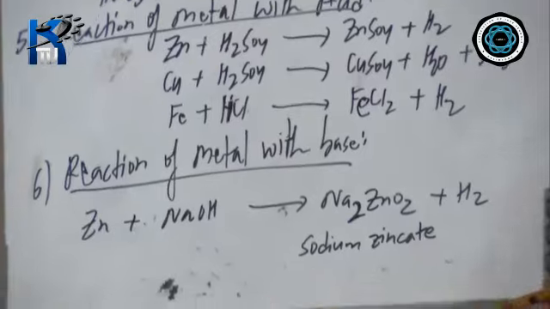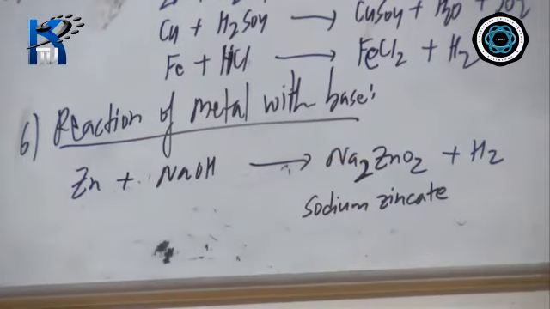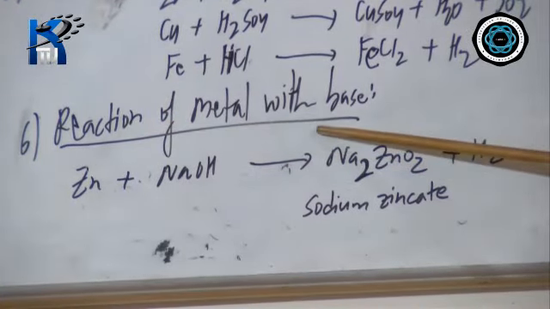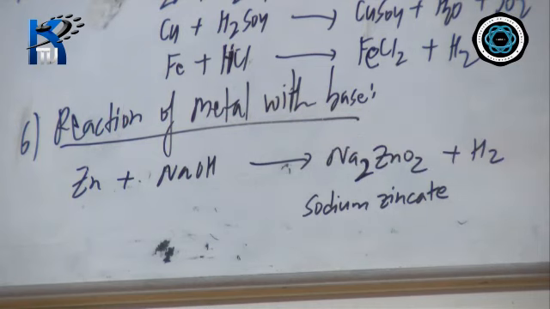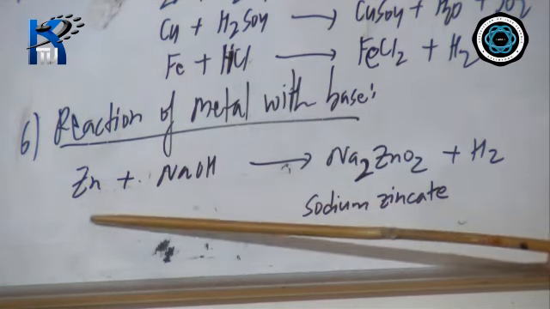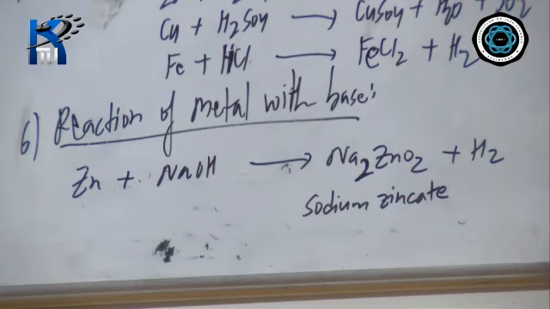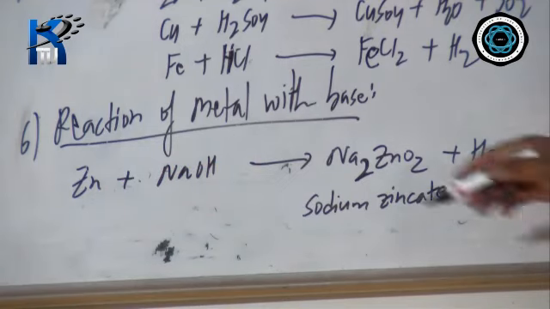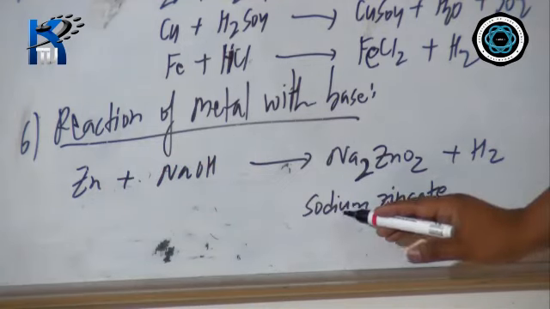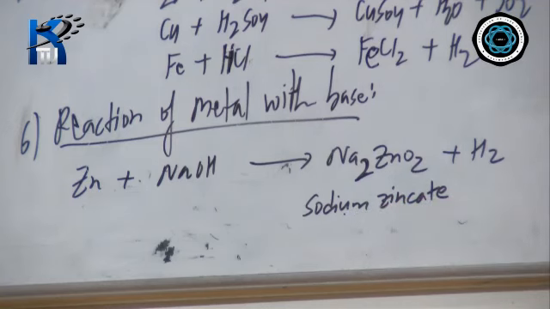Now we go to the last one, that is number 6. Reaction of metal with base. So zinc is a metal reacting with a base like sodium hydroxide. When these two react, we get an unusual compound called sodium zincate. Along with that, hydrogen gas is liberated.